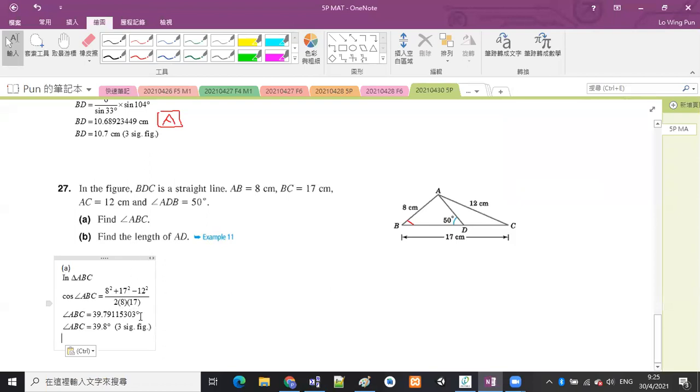But we have a long decimal number here, which may be used in the later parts. So I'm going to save this long decimal number to memory A. Okay, so answer store to memory A in the calculator. And then in part B, find the length of AD. AD belongs to triangle ABD or triangle ACD. Okay, and we need to see in which triangle do we have more information. Because we have found the red angle here.